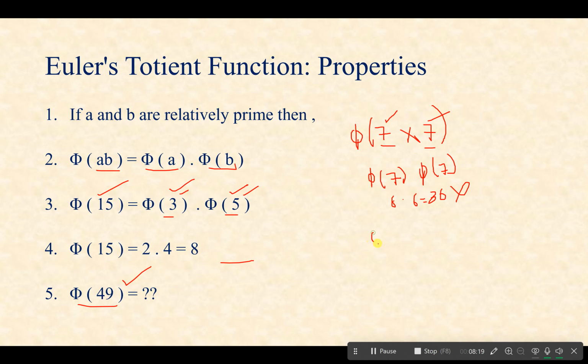Instead of that, what you can do is you can write it like this: phi of 7 square. So what you can do is phi of 7 square is 7 square minus 7 to the power of 2 minus 1, isn't it? So 7 square is 49. So 7 to the power of 2 minus 1 is 7. So 49 minus 7. So that should be the answer.